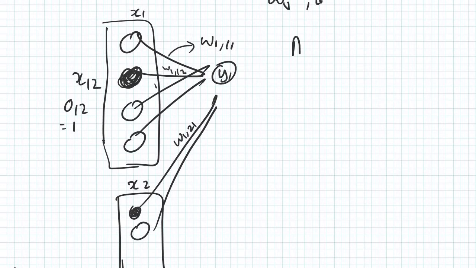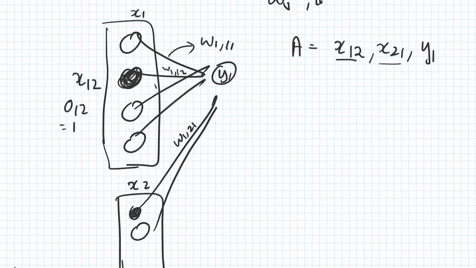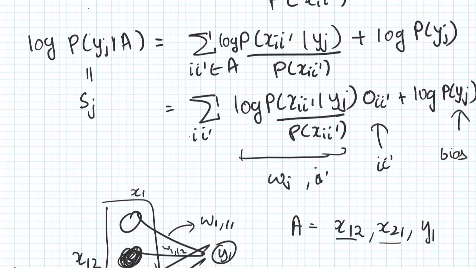And suppose we want to verify a, if a is x12 and x21 and y1, we can see that only when x12 is active and x21 is active, the weights are active, which will give the same probability given by this equation. Of course, we have also the bias, log of p of y1, here.